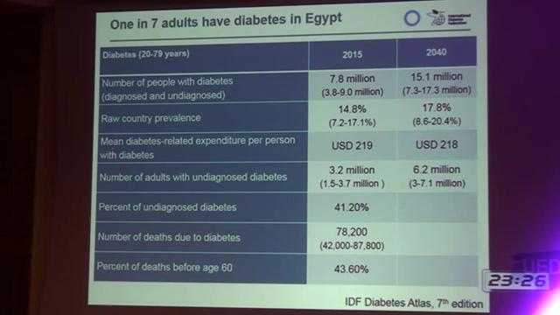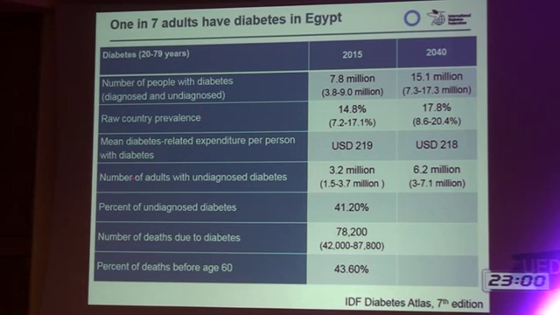But the striking news is that diabetes-related expenditure per person in Egypt is now $219, but that remains still $218 by 2040. I don't know what that is indicating. Is it because the government's not spending enough money to look out for diabetes patients, or the patients not really looking out for their cases? So here's the striking news that you should be fully aware of.